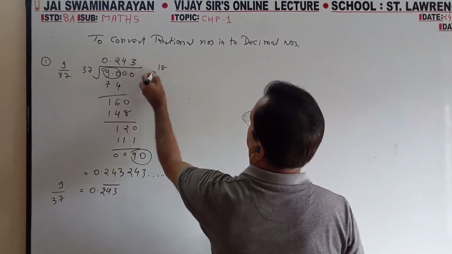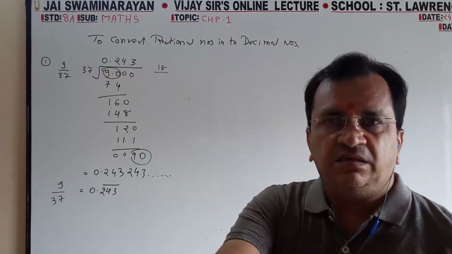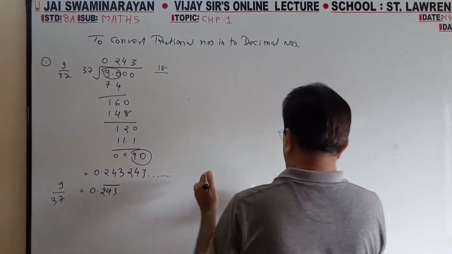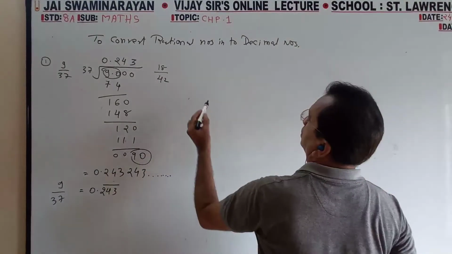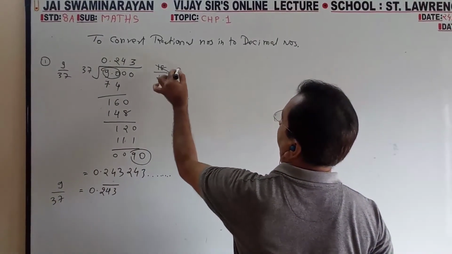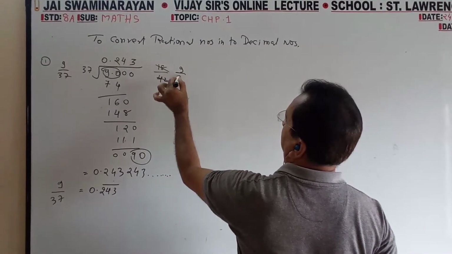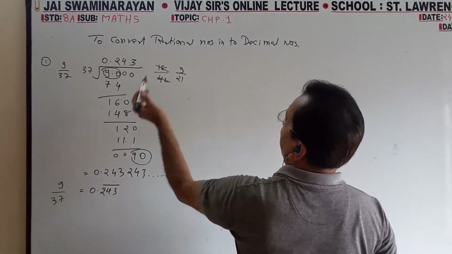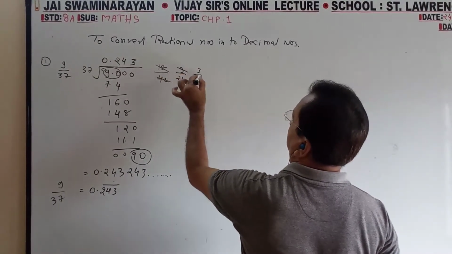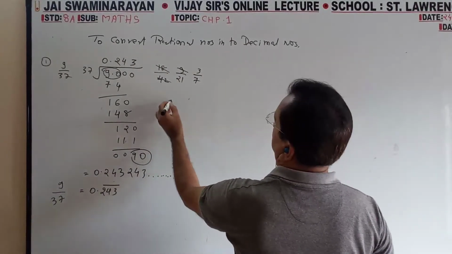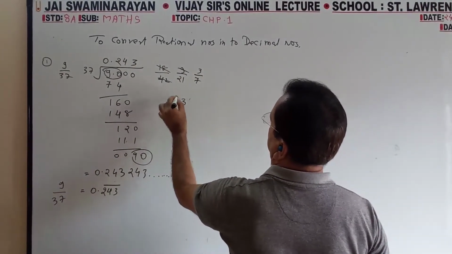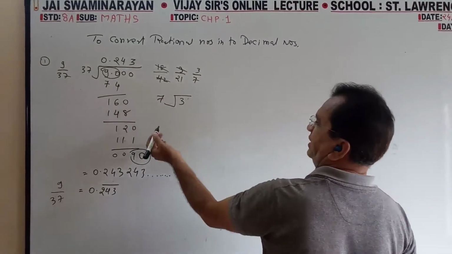Now 18 by 42. So better you make it half, so 9 by 21. Divide by 3. 3 3s are 9, 3 7s are 21. Correct. So 3 is not divisible by 7, directly it is not possible.